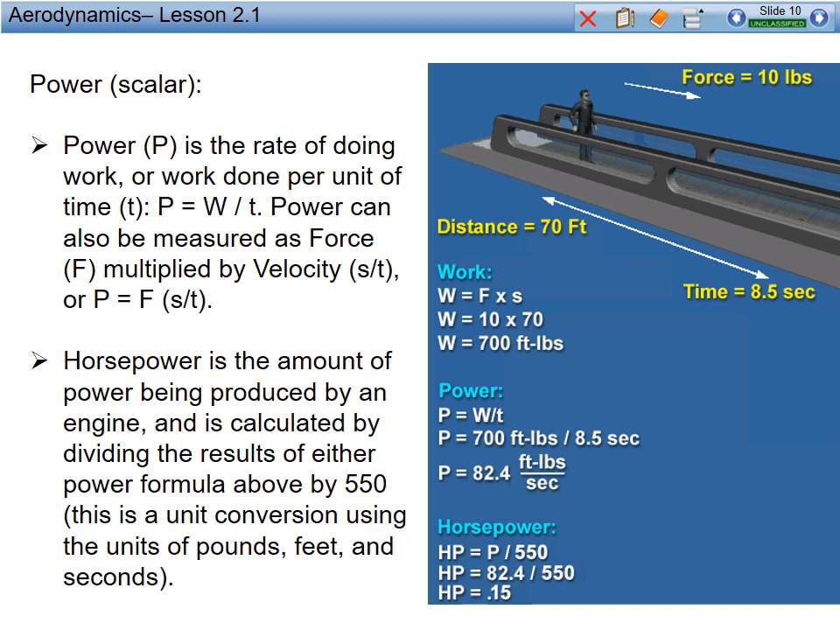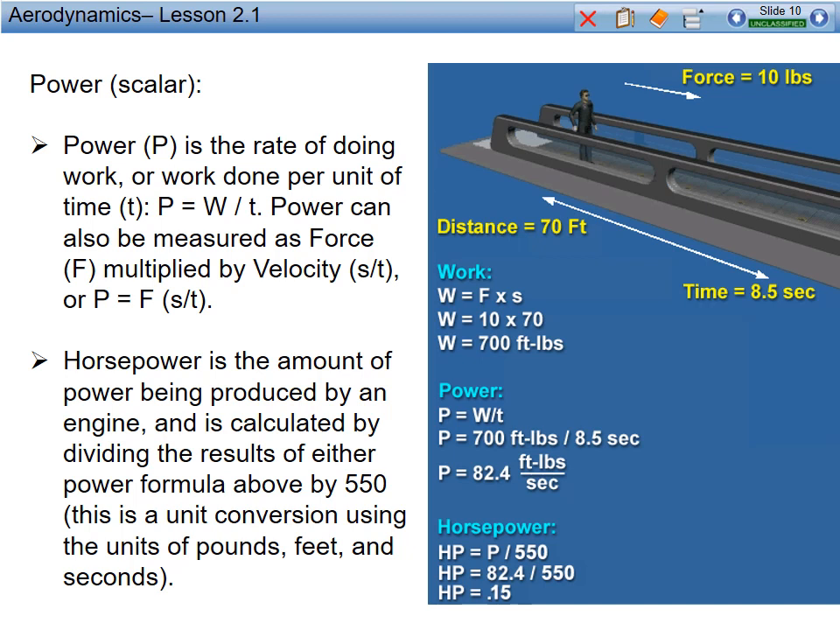Power is another scalar quantity. It is the rate of doing work, or work per unit time. So we can see by the equation, power equals work over time. If I have zero displacement, I do zero work, which means 0 divided by time would equal 0. So 0 displacement, 0 work, 0 power. Power can also be measured by force times velocity.